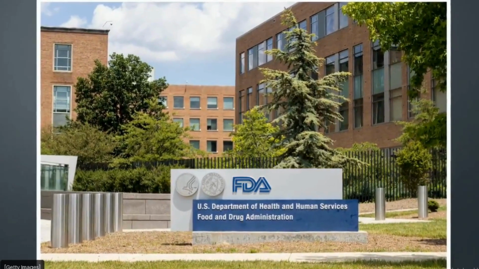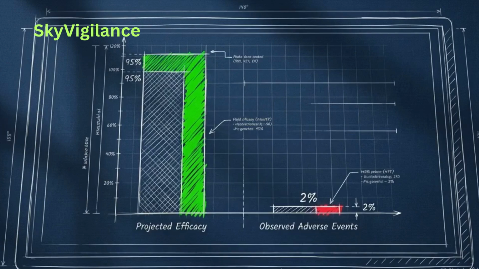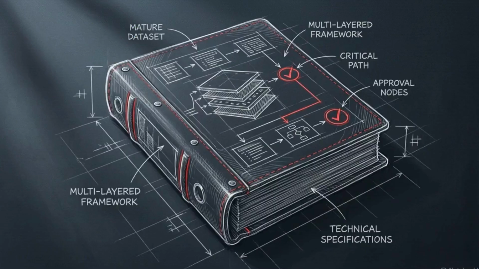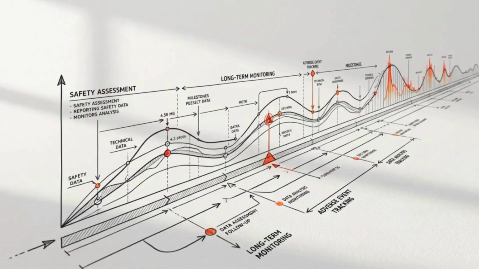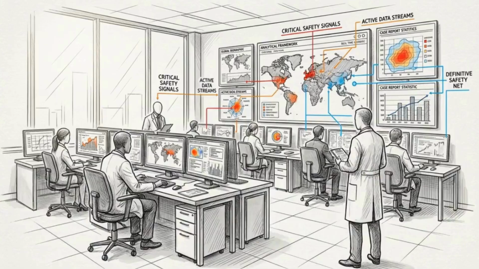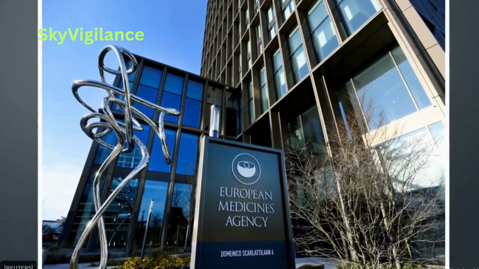During a declared public health crisis, regulators can issue an emergency use authorization. This is deployed when the known and potential benefits of an unapproved product clearly outweigh the known risks. An emergency authorization relies on data from ongoing or recently completed trials. Full approval demands a mature dataset, extensive long-term safety follow-up, and comprehensive manufacturing reviews. Because these special pathways depend on a lower evidentiary standard up front, their post-authorization surveillance obligations become the definitive safety net for the public.